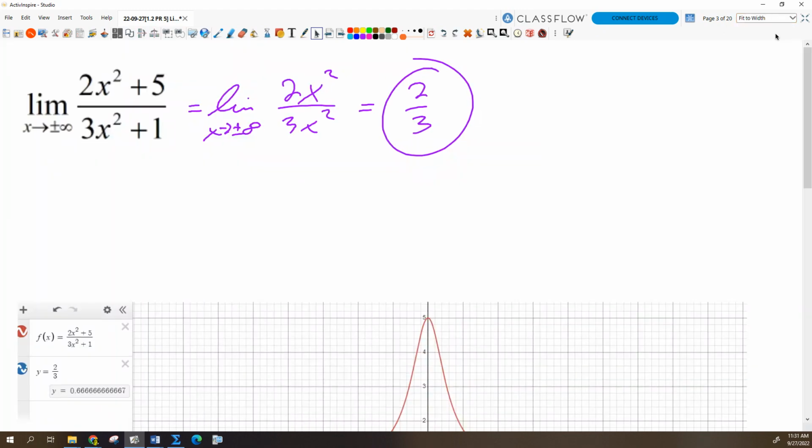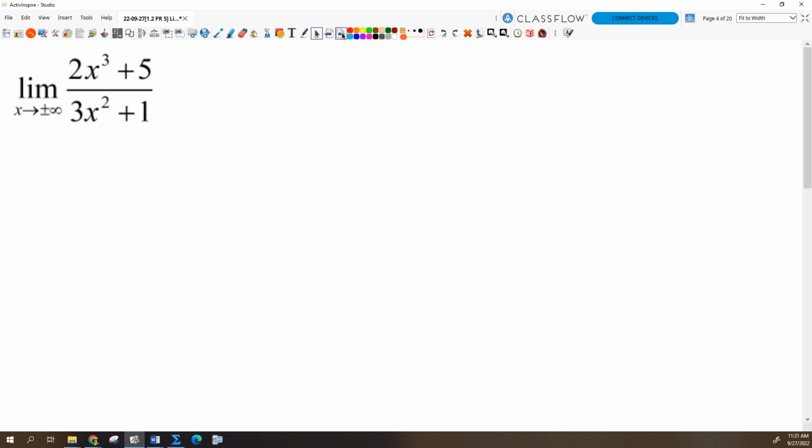Make sense? Okay. How about this one? What's the horizontal asymptote going to be there? Is there going to be a horizontal? This is equal to what limit?